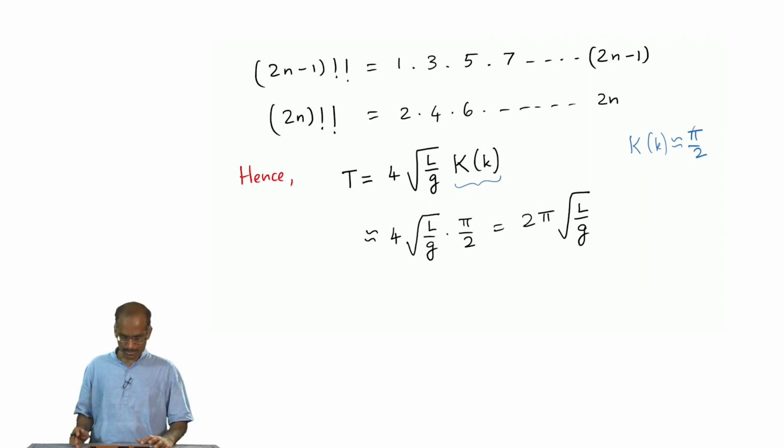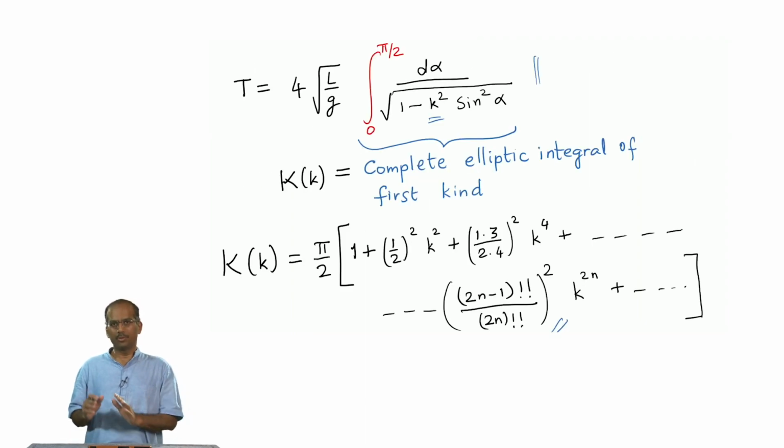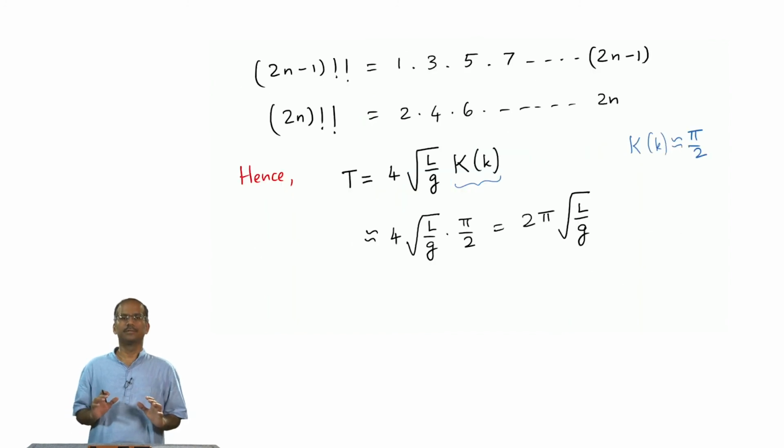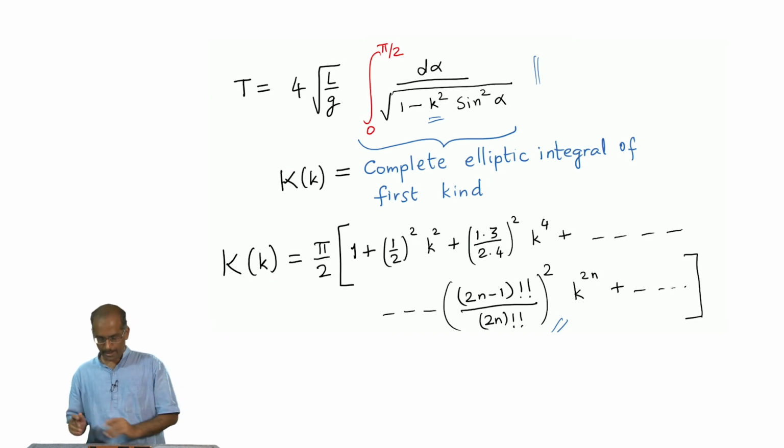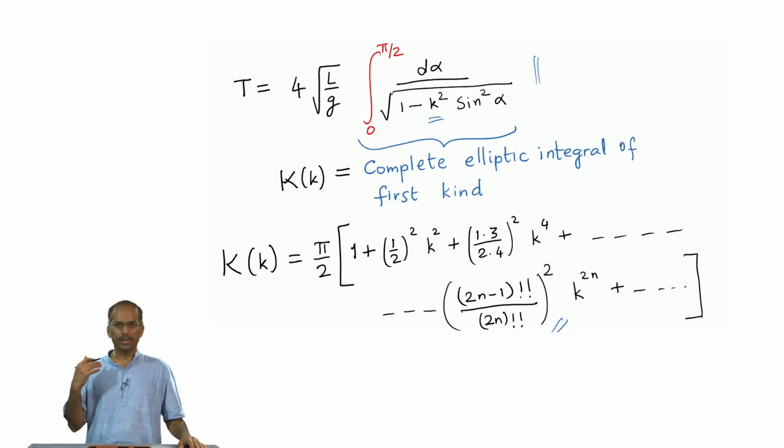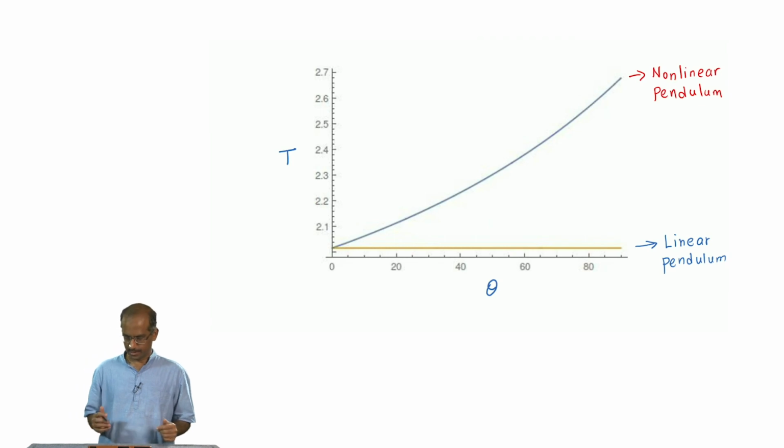So, what we see is that in the limit where you do not include the nonlinear effects by neglecting all these values of k in this expansion, you are able to get the correct limiting behavior corresponding to the harmonic oscillator limit. And as you keep adding higher order terms in k, you are going to take into account more and more of nonlinearity, and hopefully your answer would be closer to the exact result. So, to see how close it will be, here is a picture that I have calculated.